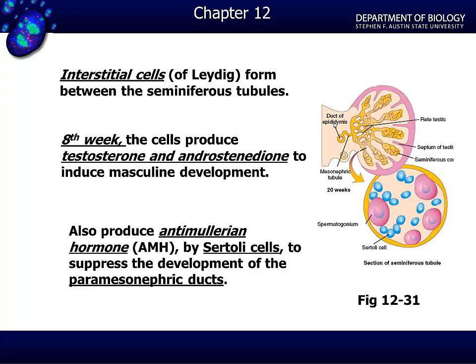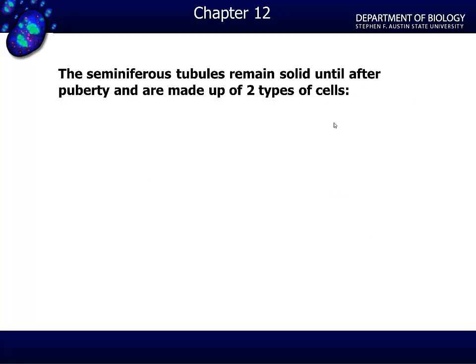Now, we're going to see in females, it's just the opposite. That paramesonephric duct, the Müllerian duct, persists, and they shut down the mesonephric duct, which also is known as the Wolffian duct. So that is going to be the opposites that we see in development between males and females.